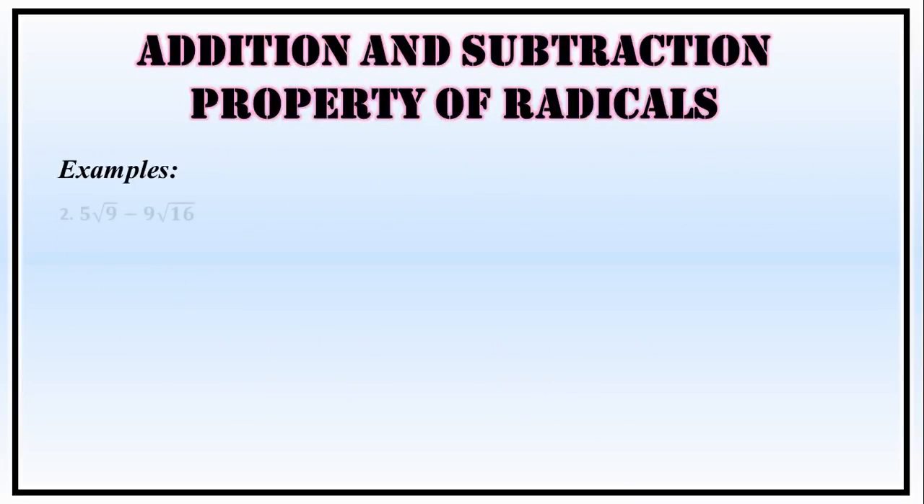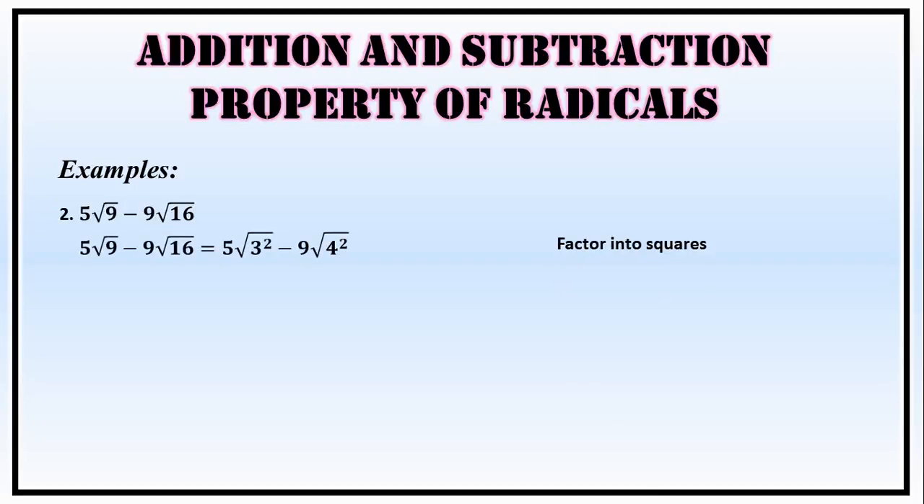Example 2. 5 square root of 9 minus 9 square root of 16. First, we factor it into squares. So it will become 5 square root of 3 squared minus 9 square root of 4 squared. Then simplify it. So it will become 5 times 3 minus 9 times 4. Then 15 minus 36 is equal to negative 21. So 5 square root of 9 minus 9 square root of 16 is equal to negative 21.